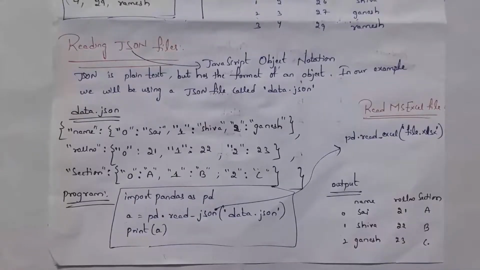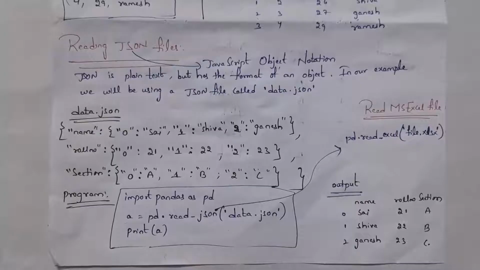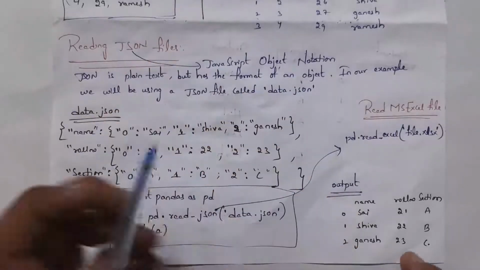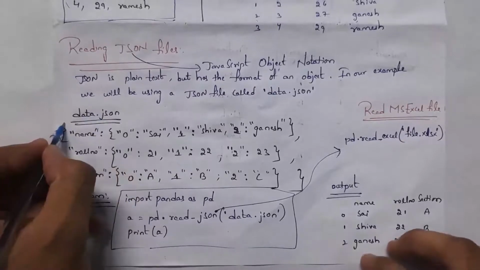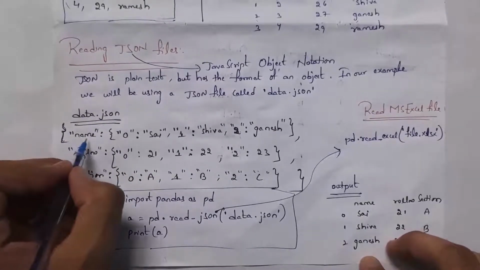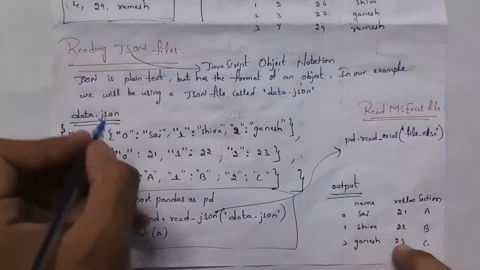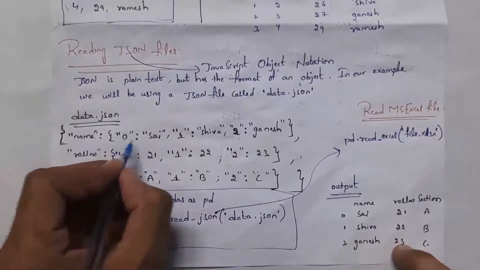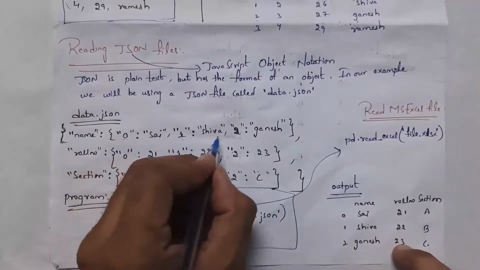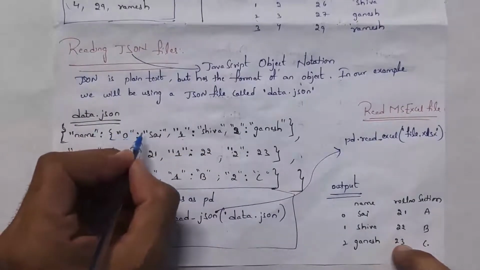Next I will explain how to read JSON file using Pandas, where JSON stands for JavaScript Object Notation. This JSON file also contains plain text, but it will follow some format. This is example of JSON file. My JSON file name is data.json. Open curly braces. First column name is name column. So take name in quotations, colon. Inside curly braces, you need to give index numbers and values. In name column, index number 0 contains Sai, index number 1 contains Shiva, and index number 2 contains Ganesh. All are considered string values, so include them in quotations.